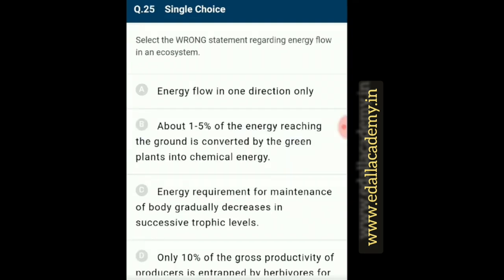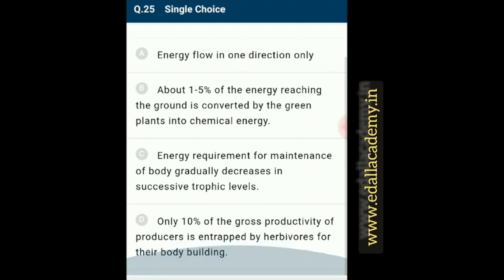Question number 25. Select the wrong statement regarding energy flow in an ecosystem. Here there are three statements given. From that, first statement is energy flow is in one direction only. Yes, that statement is correctly given. Statement 2. About 1 to 5% of energy reaching the ground is converted by the green plants into chemical energy. Statement B also correctly given. Statement C. Energy requirements for maintenance of body gradually decreases in successive tropic levels. So that is the incorrect statement.